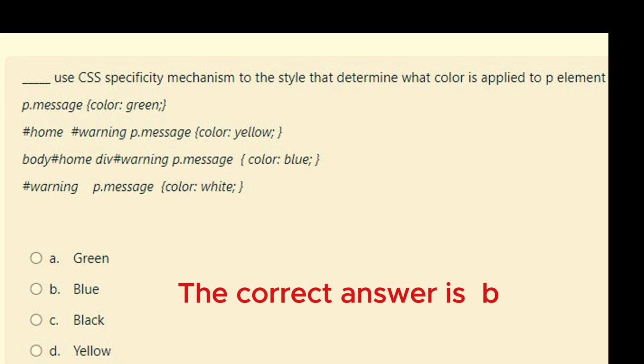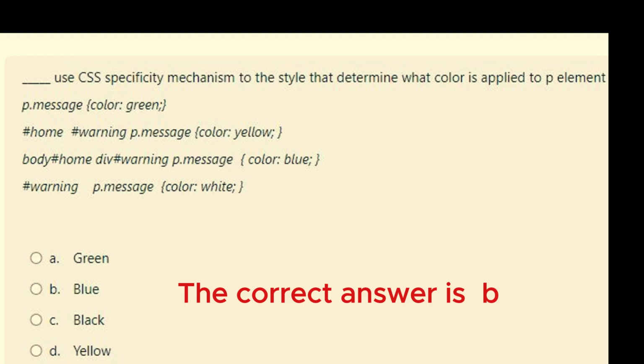Let's calculate the specificity for each rule. p.message: 0,0,1,1 equals 1 class plus 1 element, specificity 0,1,1. #home #warning p.message: 2,0,1,1 equals 2 IDs plus 1 class plus 1 element, specificity 2,1,1. body #home div #warning p.message: 2,0,1,3 equals 2 IDs plus 1 class plus 3 elements, specificity 2,1,3. #warning p.message: 1,0,1,1 equals 1 ID plus 1 class plus 1 element.